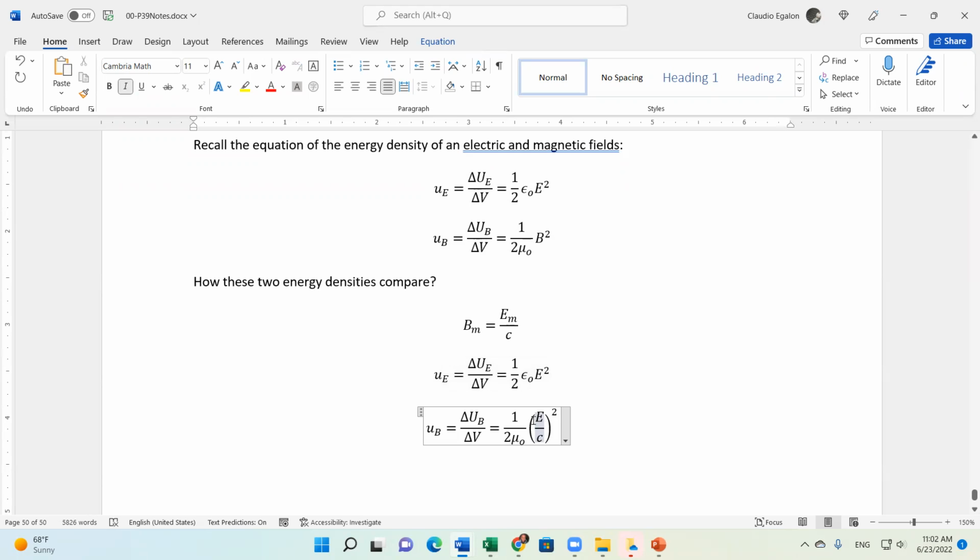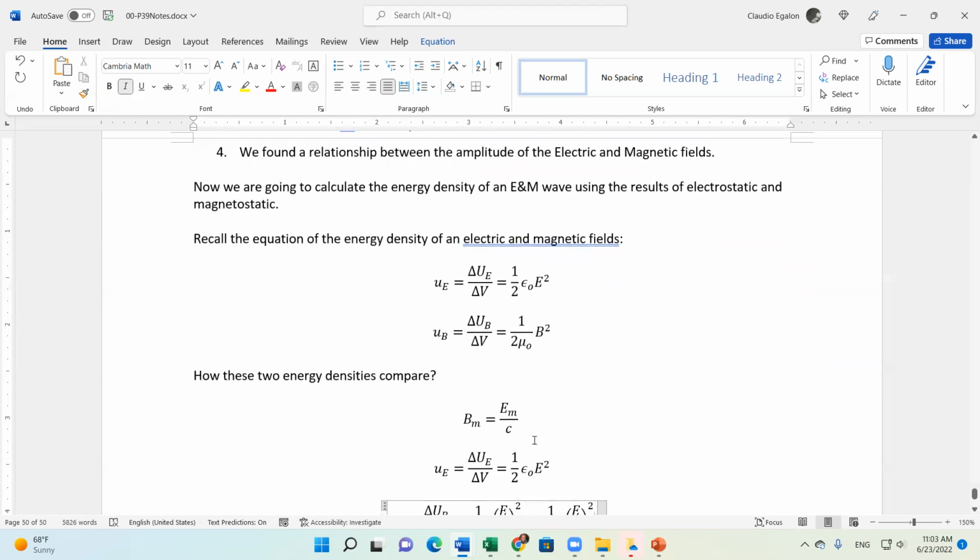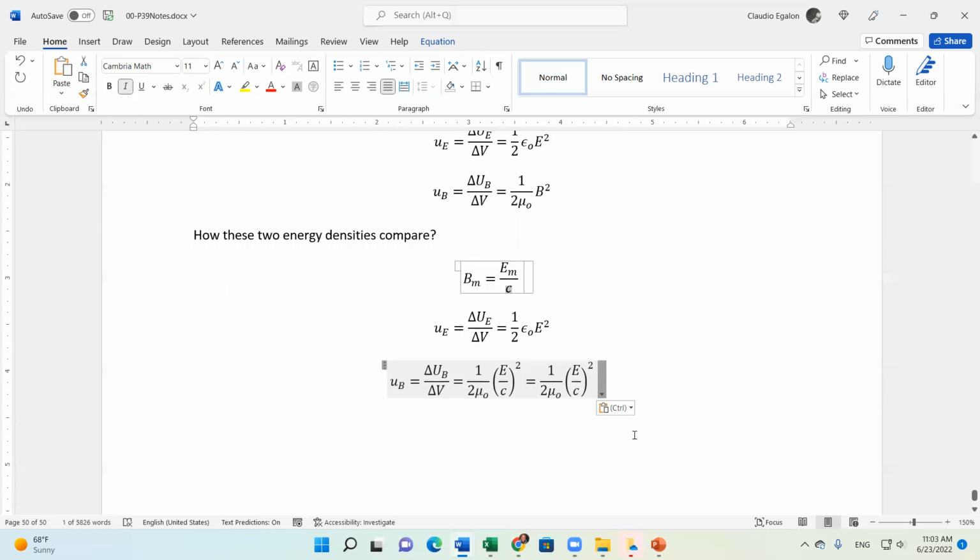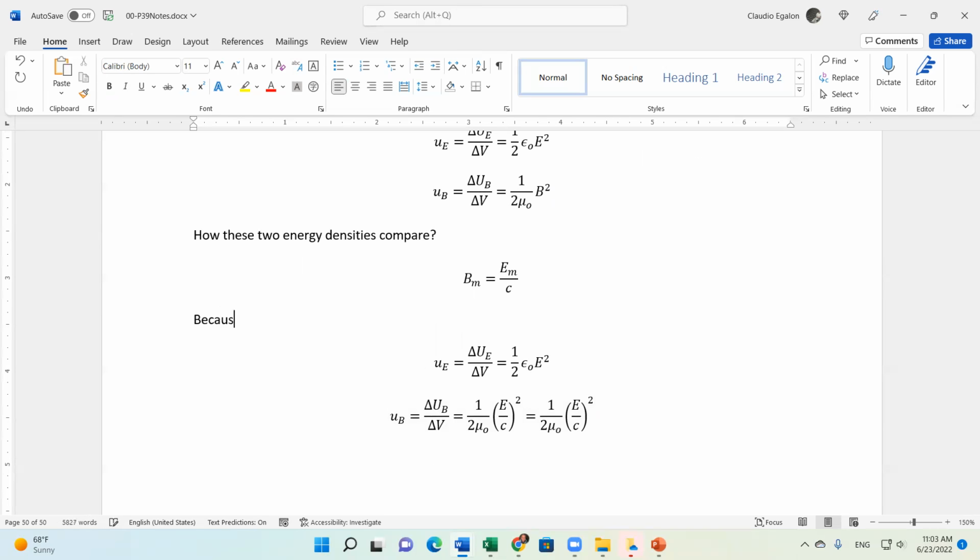That's the amplitude. Let's see how they compare. Here you go. Because the amplitude of the magnetic field is the amplitude of the electric field divided by a very large number, which is the speed of light, we would suspect that the energy density for the magnetic field is much less than the energy density for the electric field. Is that true?